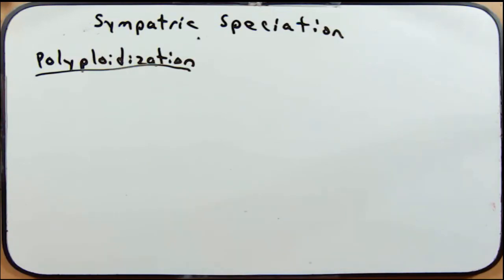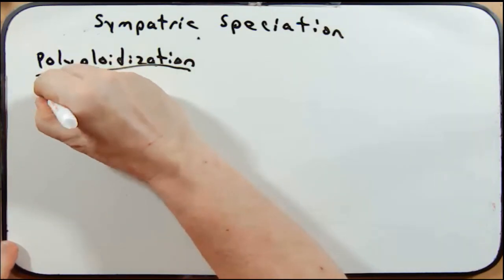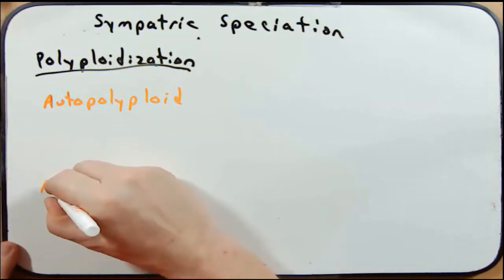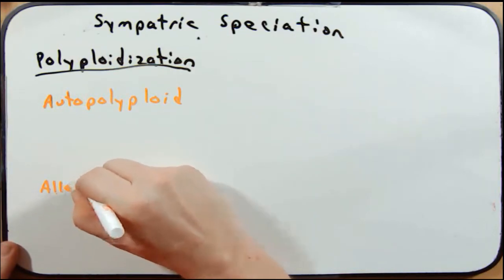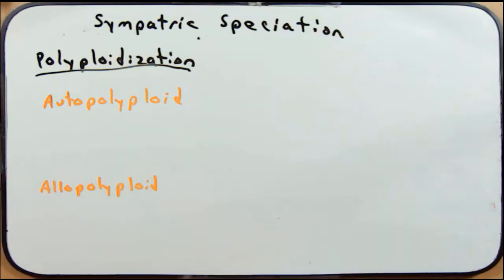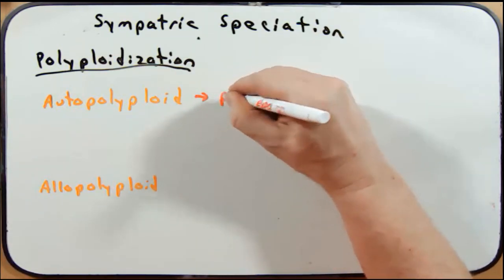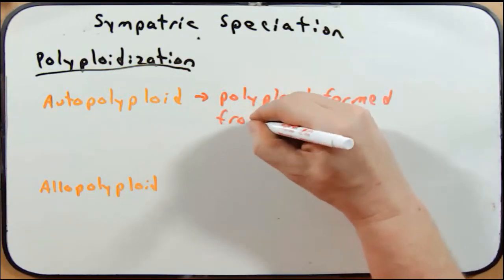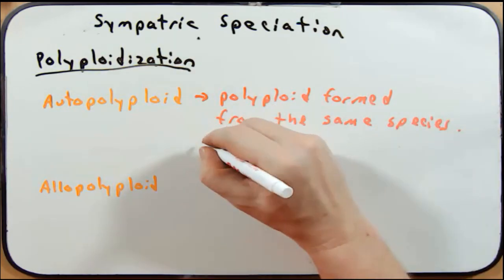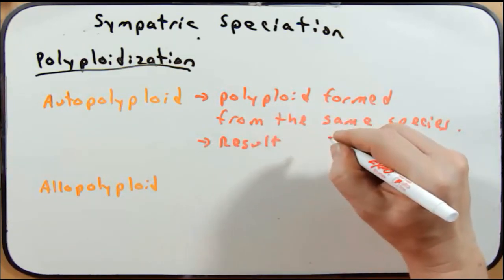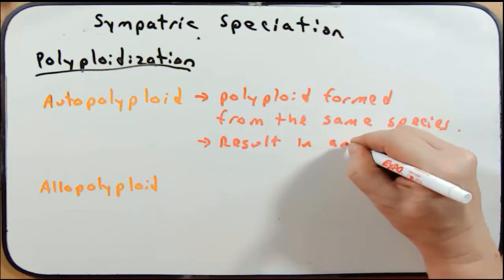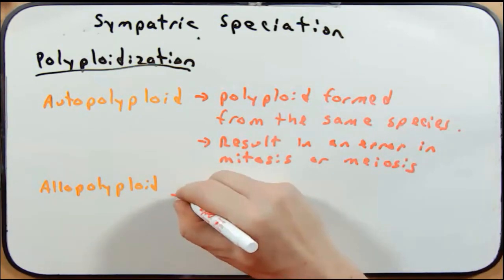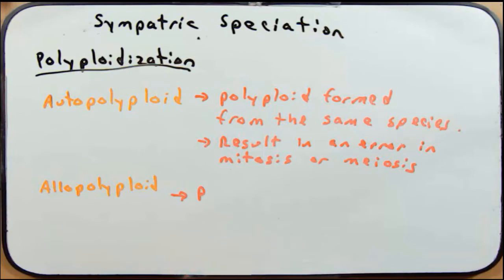There are 2 types of polyploids, and we're going to focus on one, but I want to define both of them for you. The first is autopolyploid, and the second is allopolyploid. An autopolyploid is a polyploid formed from the same species, and it's almost always the result of an error in meiosis or mitosis. Allopolyploid is similar, except it's a polyploid formed from different species.